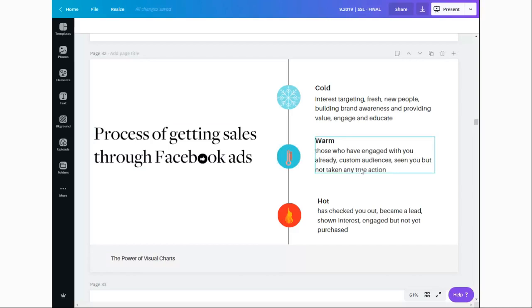And then the warm people, who now maybe have become a lead and maybe have booked a call, or maybe they've added to cart and now they're ready to buy. They're this close. You're definitely going to be retargeting them. Okay, so they are called hot people.